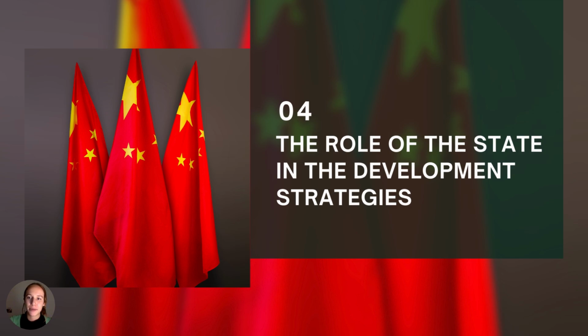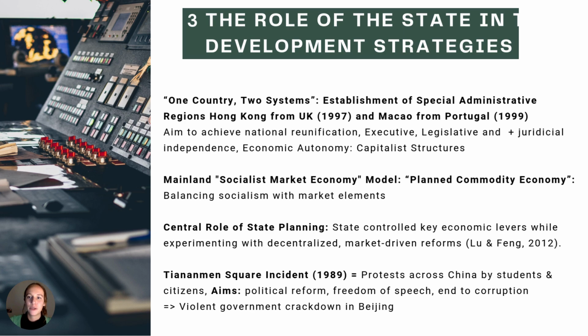Throughout all development strategies, the state played a central role in steering and leading China's development. China's one country, two systems policy demonstrated flexibility in integrating the autonomous regions Hong Kong and Macau. The state continuously made an effort to maintain a balance between socialism and market liberalization. Struggles for a more democratic system were violently stopped by the government. The biggest example and a protest for freedom of speech in the 20th century is the Tiananmen protest incident.